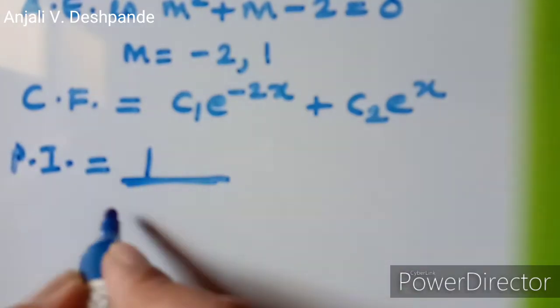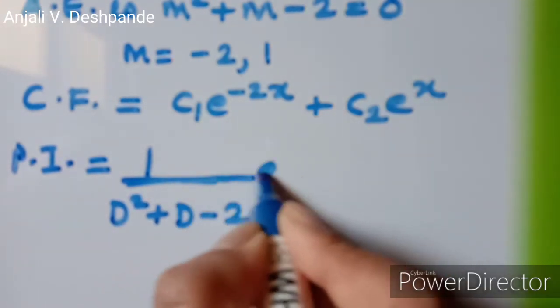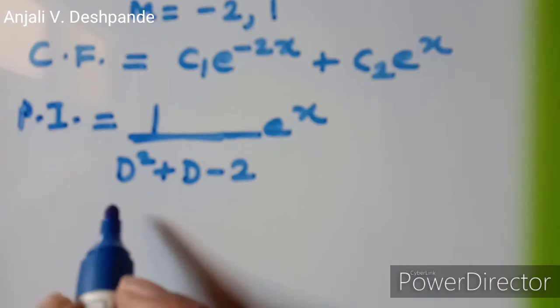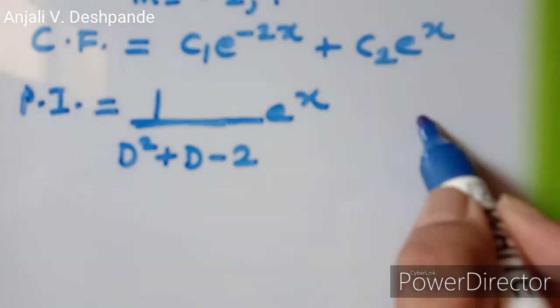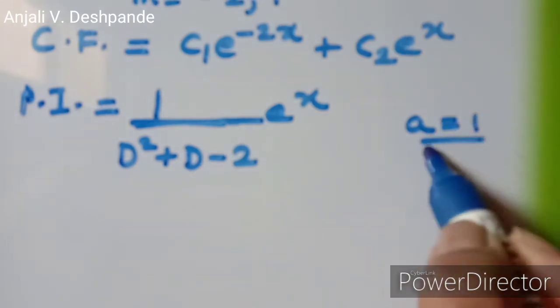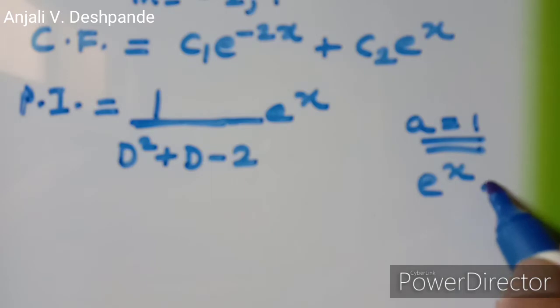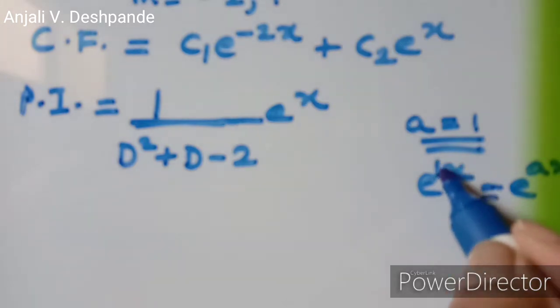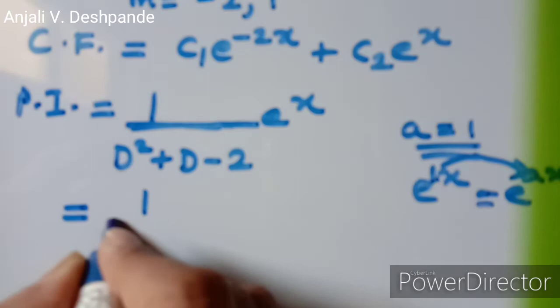So 1 upon f(D) in this case is 1 upon D square plus D minus 2, acting on e raised to x. As per the rule, we have to substitute the value of a in place of D. In this particular case, a is 1. Why? Because the function is e raised to x, so if you compare it with e raised to ax, we find that the value of a is 1. So we will substitute the value of a over here.